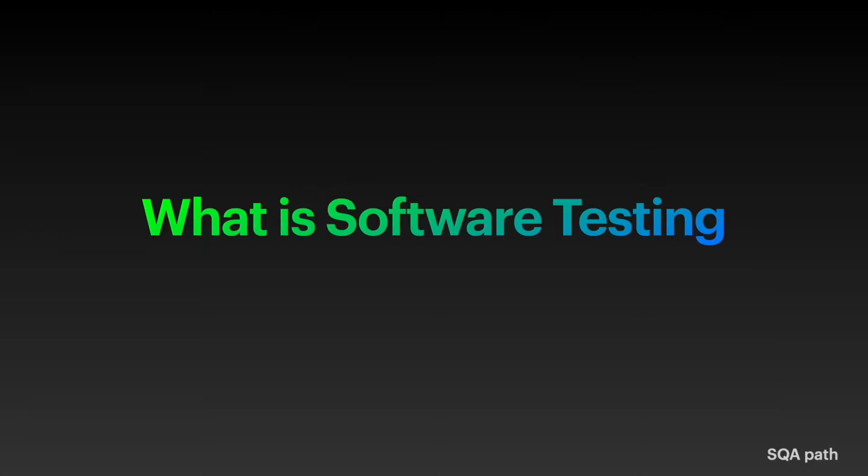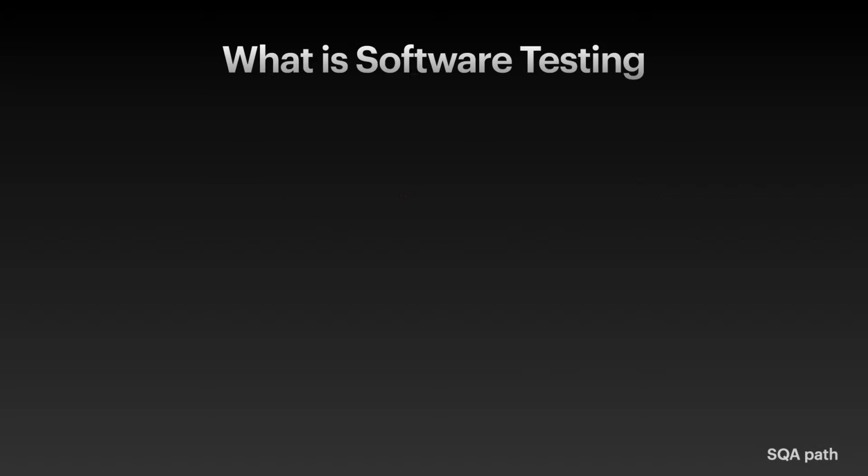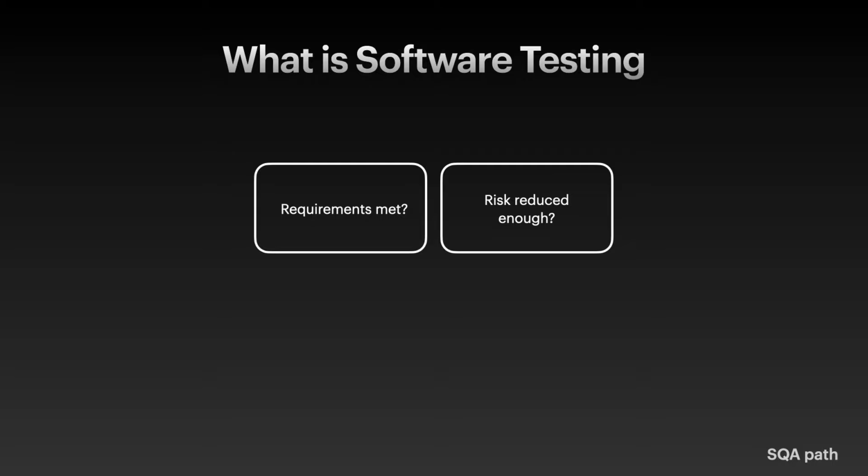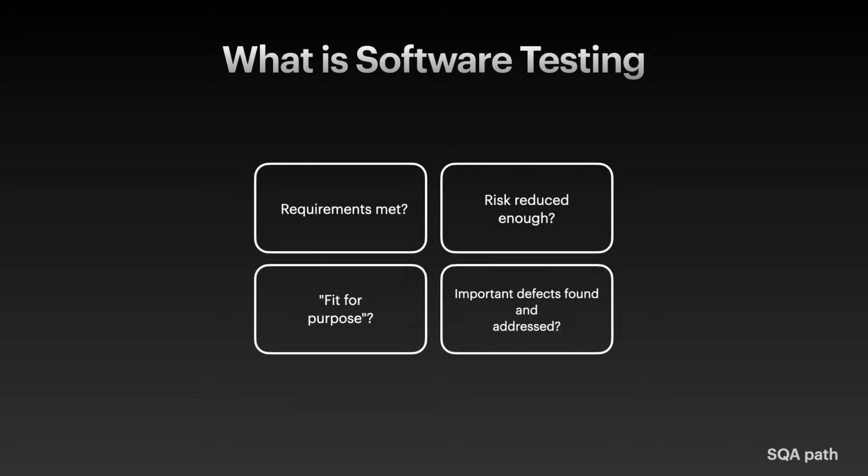Software testing has variable meanings. The term has evolved as new software development lifecycle (SDLC) models have been introduced. Regardless of the changes to the exact definition, software testing is an activity or set of activities that are conducted to evaluate software to determine the following: have the requirements been met? Is the software fit for purpose? Has the risk been reduced enough? Have important defects been identified and addressed? Each of these questions tends to elicit more questions.